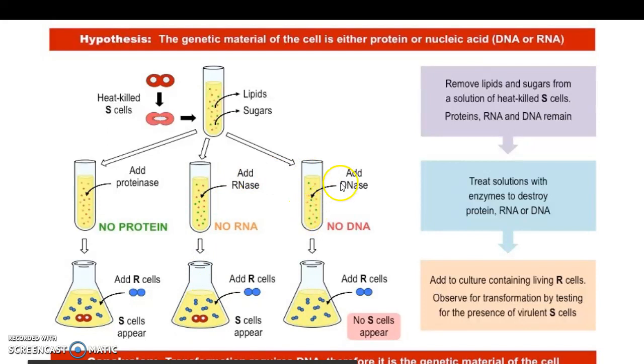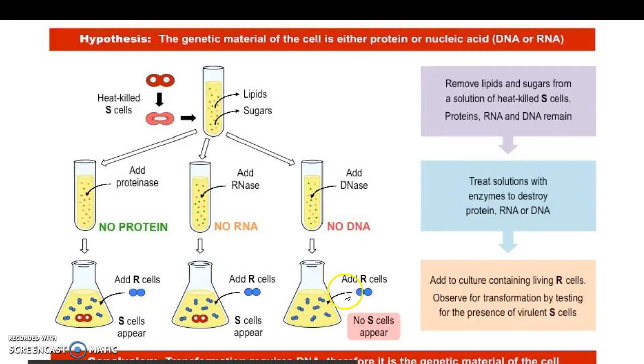So then in the third tube, he added DNase, an enzyme that breaks down DNA. So now in this tube, there's no more DNA. We just have the proteins and the RNA left in here. Mixes it with the R cells, and voila! No S cells appeared. That means the R cells could not take in the genetic material. And remember, the only thing that they got rid of here was the DNA.